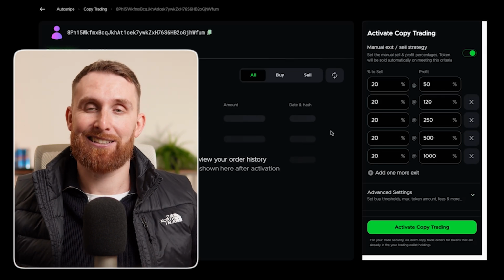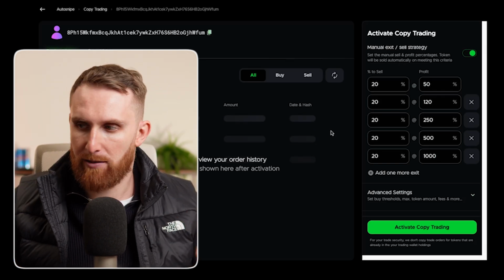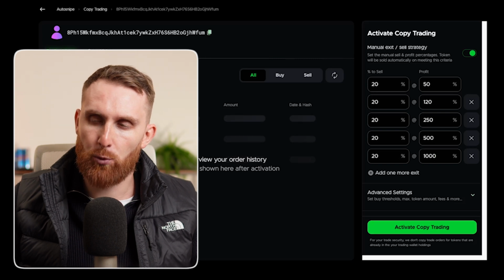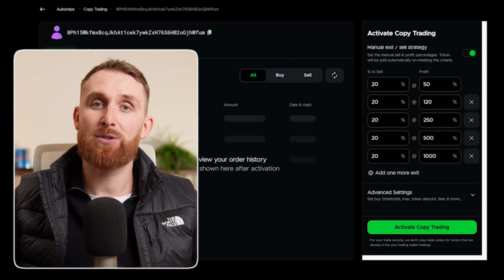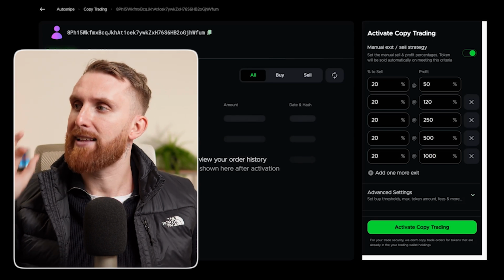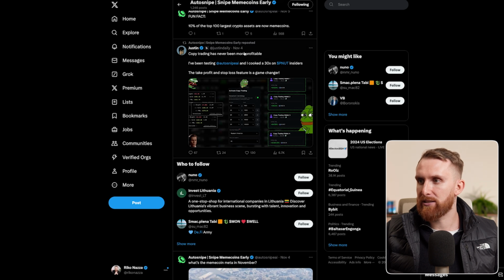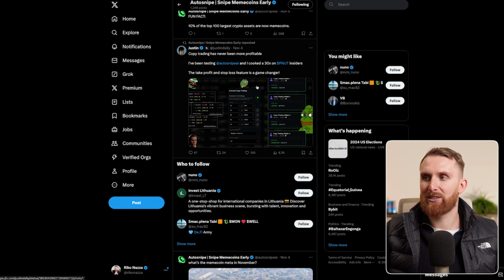And basically that's it. That's why it's so easy. And that's why people are making money, because it's really, really simple. Just activate the copy trading. You will see all the trades on screen. You will see how much money you're making or maybe losing. Again, there's no guarantees. And the last thing I want to show you, if we jump into the Autosnipe Twitter, you can see some of the traders are posting their profits. For example, this guy, November 4th, he made 30x actually using Autosnipe.